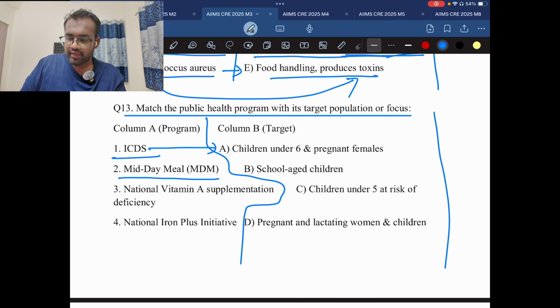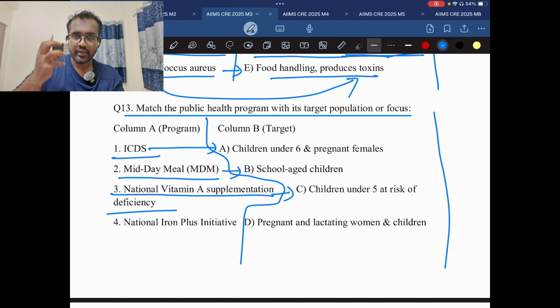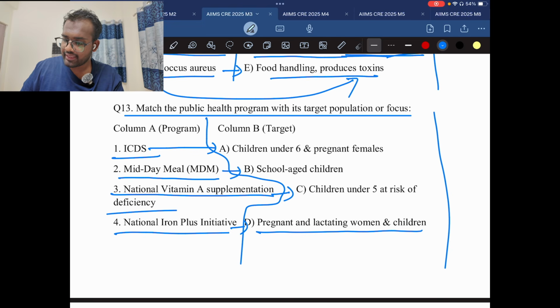And the midday meal scheme, I have talked about it multiple times, it's very important. The midday meal scheme targets school-going children to improve their nutritional status, decrease malnutrition, and increase school attendance. National Vitamin A supplementation is given for children under 5 to prevent eye problems, visual problems. And the Nutrition Iron Plus initiative is given for pregnant women, lactating women and children to prevent anemia, because they are more prone to anemia compared to other people.